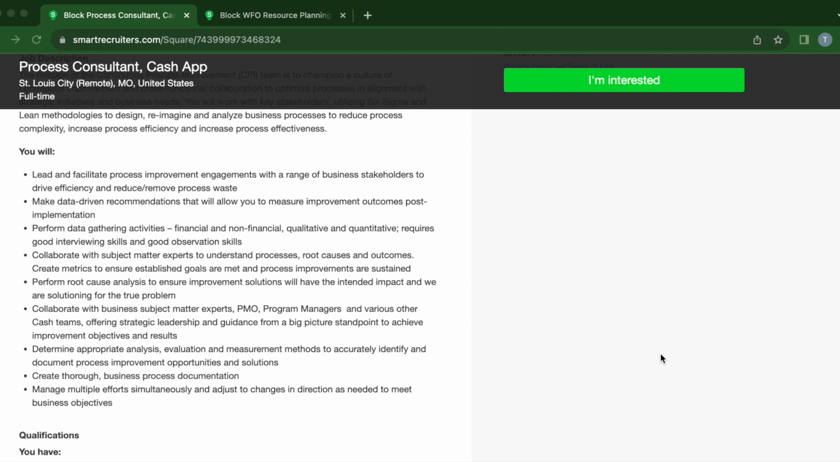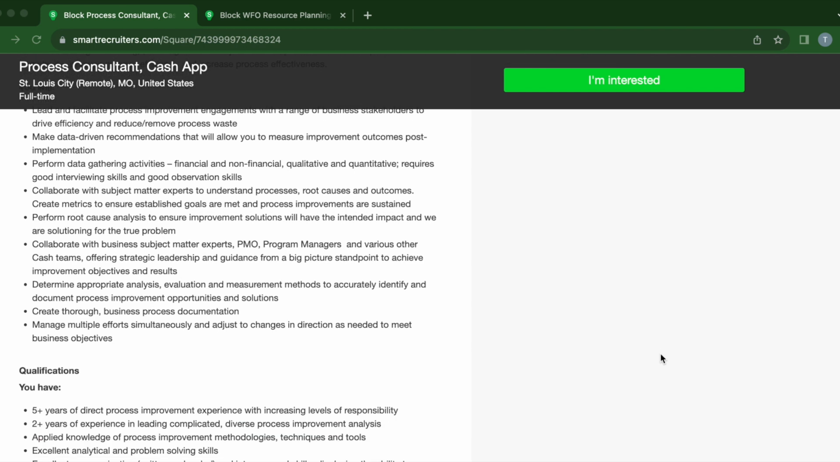You will perform root cause analysis to ensure improvement solutions will have the intended impact, in that they are solving the true problem. You will also collaborate with business subject matter experts, PMO, program managers, and various other Cash teams, offering strategic leadership and guidance from a big picture standpoint to achieve improvement objectives and results. You will also determine appropriate analysis, evaluation, and measurement methods to accurately identify and document process improvement opportunities and solutions. You will also create thorough business process documentation, manage multiple efforts simultaneously, and adjust to changes in direction as needed to meet business objectives.